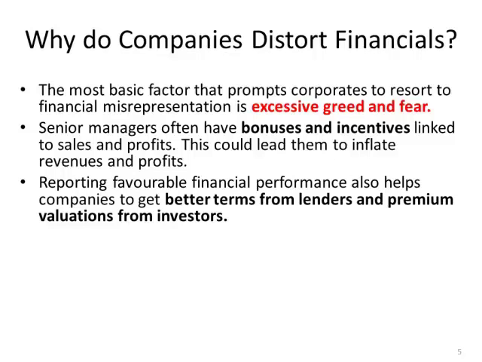Another thing that companies can gain from distorting their financials is that they may get better terms from lenders and premium valuations from investors. So for example, if a company overstates its financial statements, let's say it shows very good revenues and maybe shows a very healthy balance sheet, then banks who lend to them would be able to give them lower interest rates, right? They would appear like a lower risk company to lend to, and this would help them.